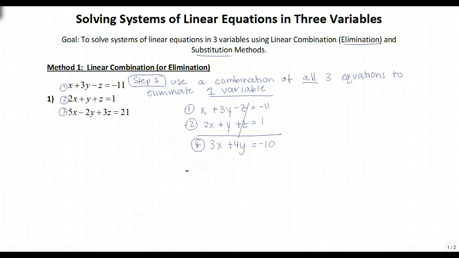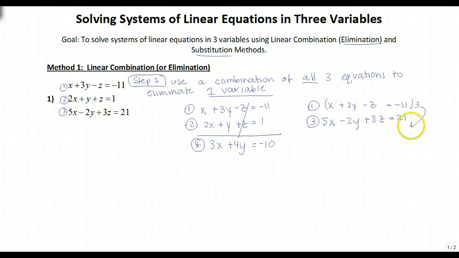And then I'm going to star that. But I have to use all three equations to eliminate z, excuse me. I know I have to use equation number 3, which is 5x minus 2y plus 3z equals 21. So I either have to choose equation 1 or equation 2. I have to use one of them because I already chose 3. So in this case, I'm going to choose equation 1. So I've got x plus 3y minus z equals negative 11. I chose equation 1 because here z is negative already, and it just makes it a little bit easier. But if you chose equation 2, you would not be wrong.